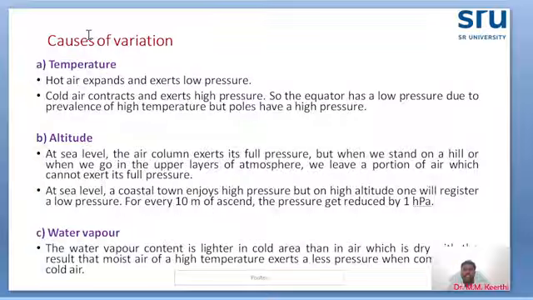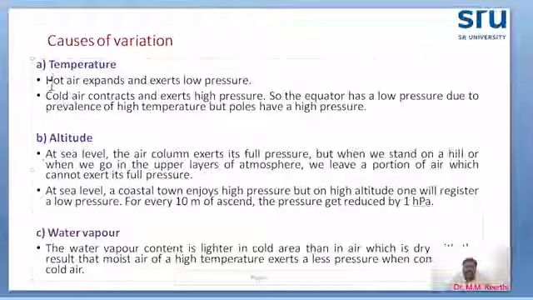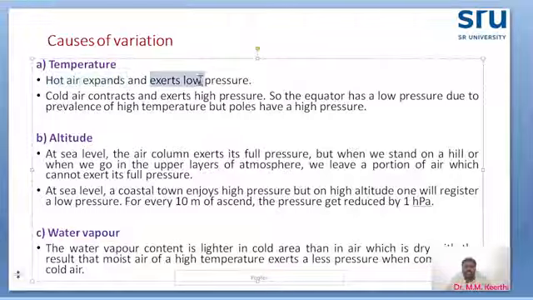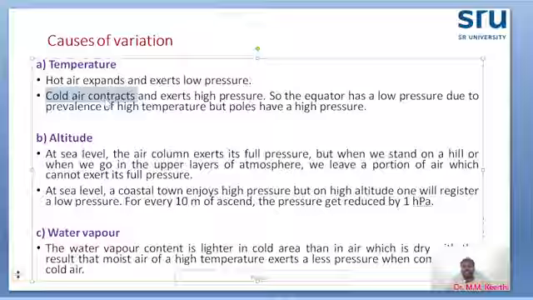Okay, what are the different variations? Causes of variation. Due to temperature, hot air expands, and low pressure results. When air expands, automatically low pressure will be there. But when we come to cold air, it will contract and the pressure will increase. So in the equator region, low pressure is there because the air absorbs more solar radiation and expands. Once it expands, the pressure will decrease.